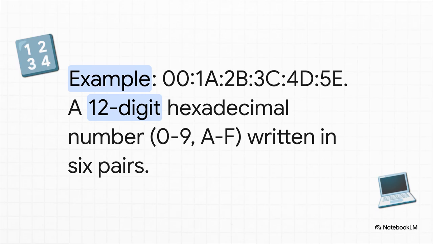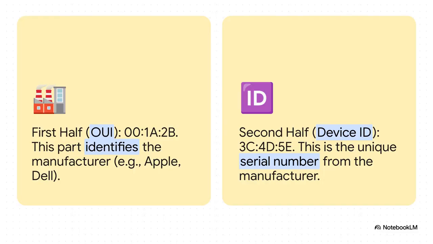And here's what one looks like in the wild. It's a 12-digit number written in hexadecimal, which just means it uses numbers from 0 to 9 and also the letters A through F. And you'll almost always see it formatted in 6 pairs, separated by colons or sometimes dashes. But what's so cool is that this isn't just a random string of characters. It has a really clever structure.